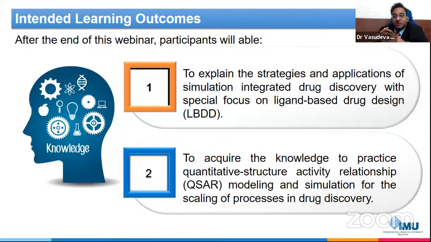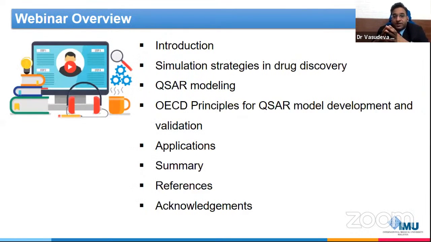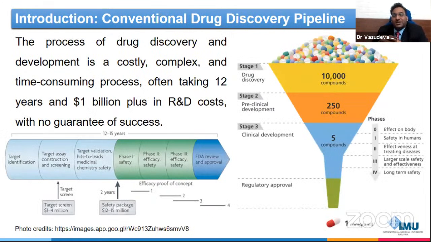The intended learning outcomes of this presentation include explaining the strategies and applications of simulation-integrated drug discovery with special focus on ligand-based drug design, and also acquiring the knowledge to practice quantitative structure activity relationship modeling and simulation for scaling of processes in drug discovery. These are the intended learning outcomes of this workshop I'm going to facilitate in the next few hours, a 1.5 hours duration. These are the webinar contents. I'm going to take you through introduction, simulation strategies, QSAR modeling, OECD principles for QSAR modeling, application, summary, references, followed by acknowledgements. So let me give you all a small brief introduction to the conventional process of drug discovery.